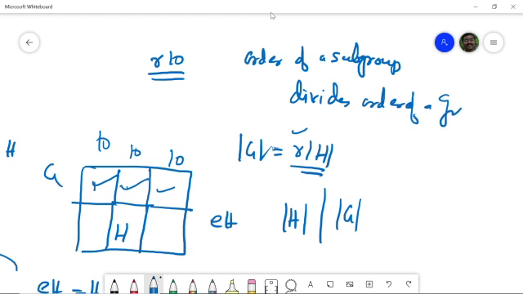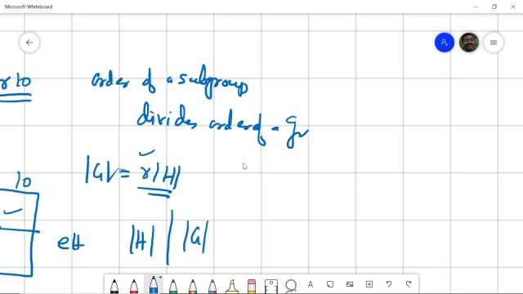So if I take a group with 10 elements, I can definitely say that it will not have a subgroup with 3 elements. Why? Because the order of a subgroup should divide the order of the group. So 3 cannot divide 10. So I can definitely say that a group with 10 elements cannot have a subgroup with 3 elements. So the order of a subgroup divides the order of a group G. This is Lagrange's theorem, which was the part of this section.